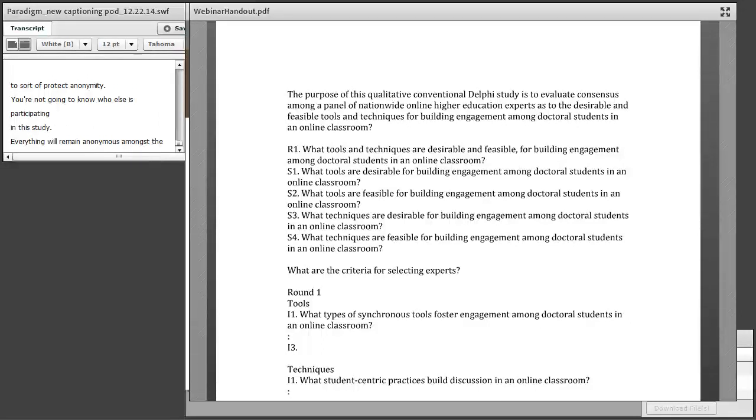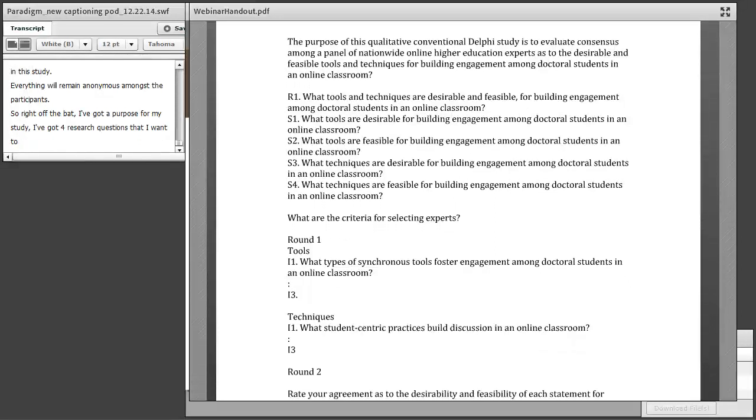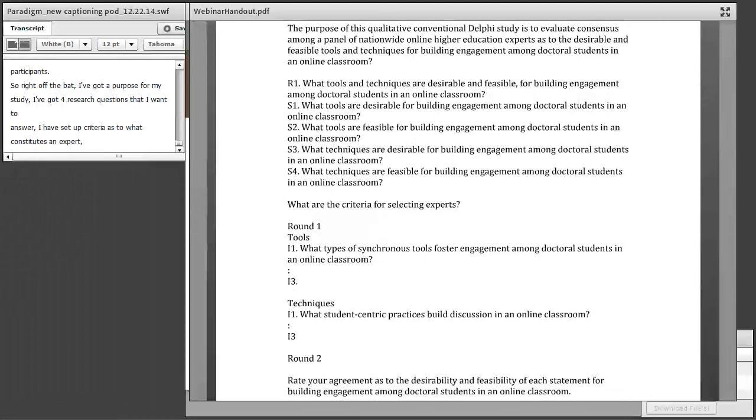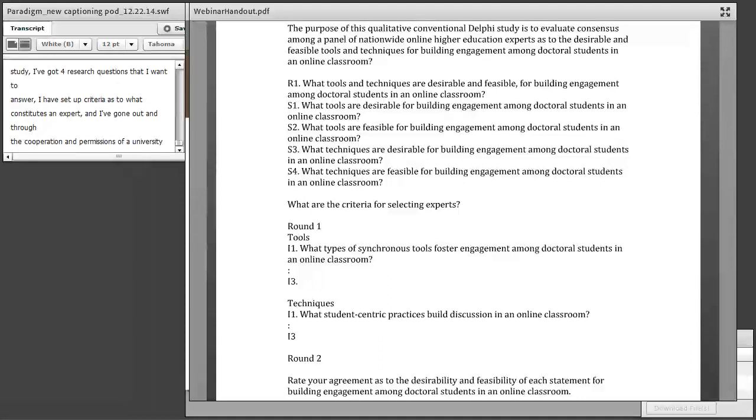So right off the bat, I've got a purpose for my study. I've got 4 research questions that I want to answer. I have set up criteria as to what constitutes an expert, and I've gone out and, through the cooperation and permissions of a university, they've granted me access to a group of their faculty who have now self-selected into my study. So I'm going to begin, this is what's called the conventional Delphi study. I'm going to begin with my first round of data collection, and I'm going to go out and ask you 6 questions, administered again online.